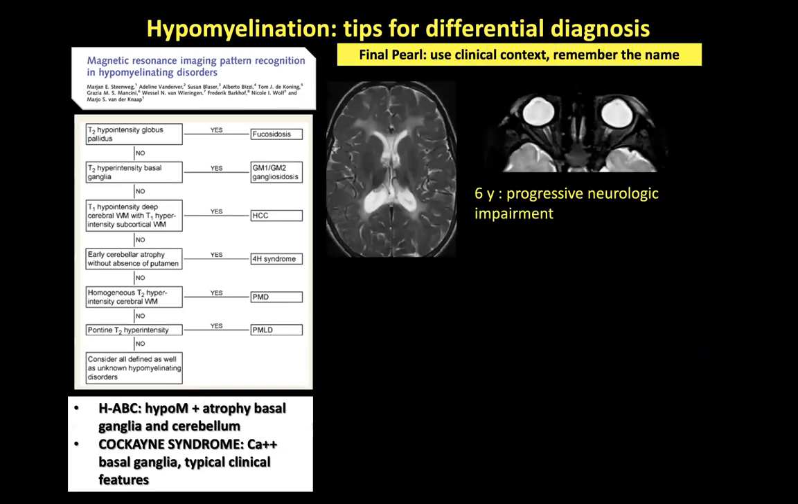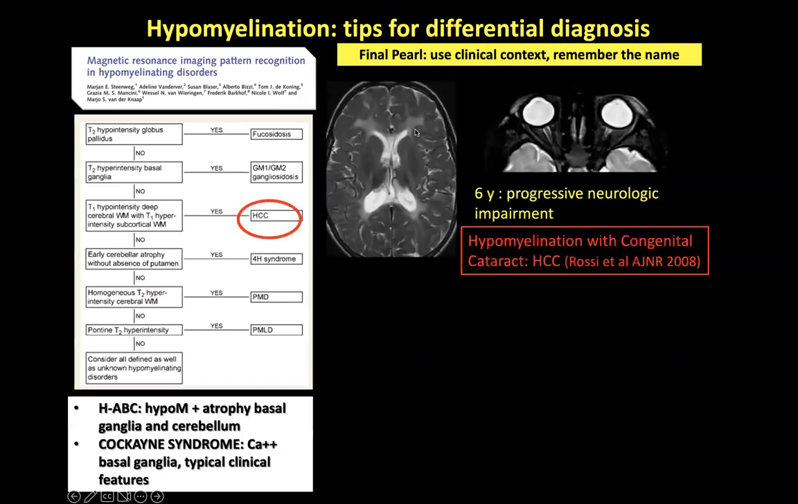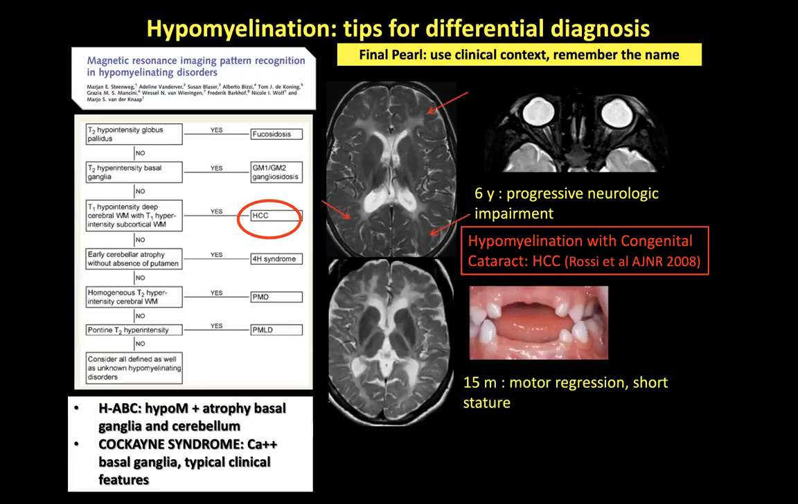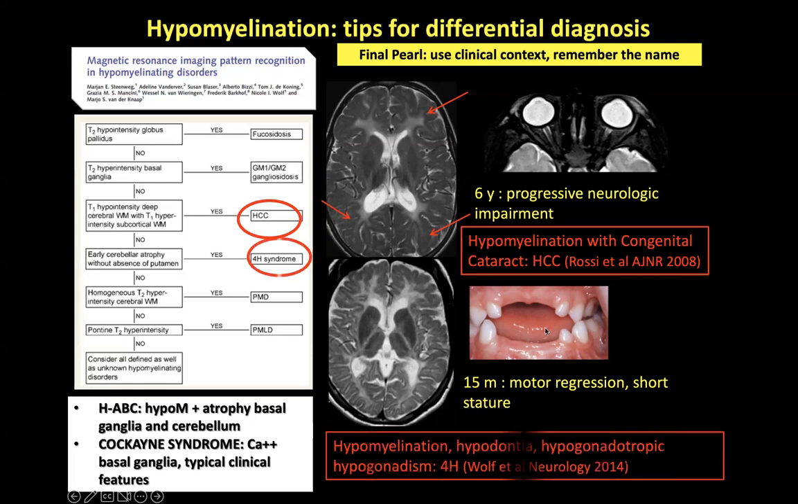in this case, on top of the hypomyelination on T2, you have congenital cataract. So you have a hypomyelination with congenital cataract, HCC. Another case is here, again, look at the T2, 15 months, there is no myelination at all, but he also has growth retardation and hypodontia. So we have the 4H, which is another acronym for hypomyelination, hypodontia, hypogonadotropic hypogonadism. And we have the gene for that. There are others, and let me go through some of them.